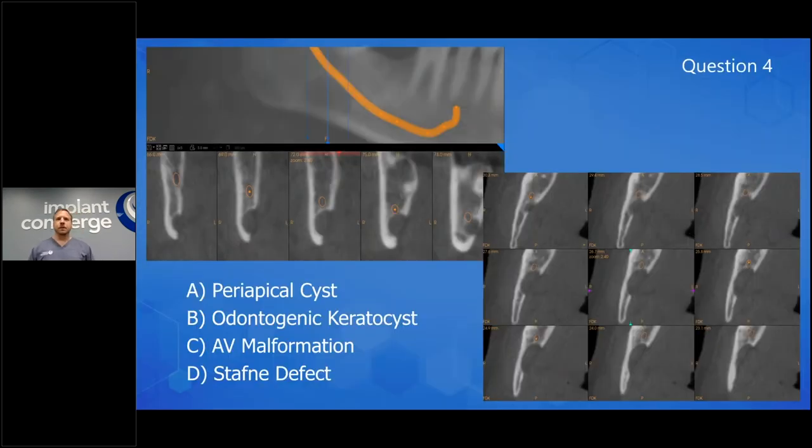And again, there's always one or two clues that really make a specific answer stand out. This one, low density, it's almost crescent shape or round. The big giveaway, and again, I don't want to say something that's just going to give you the answer, but the biggest finding on this one, it's below the mandibular canal. So Andy, if you want to run this poll.